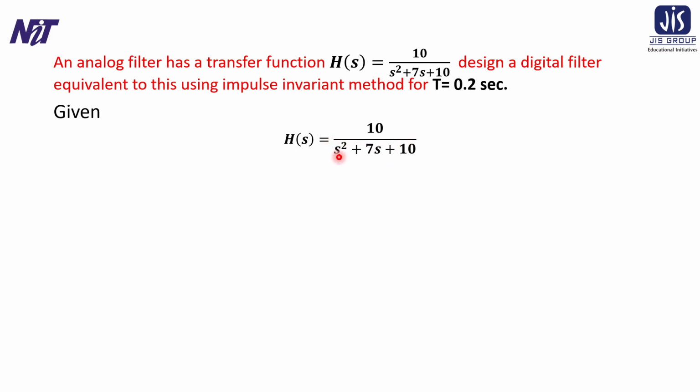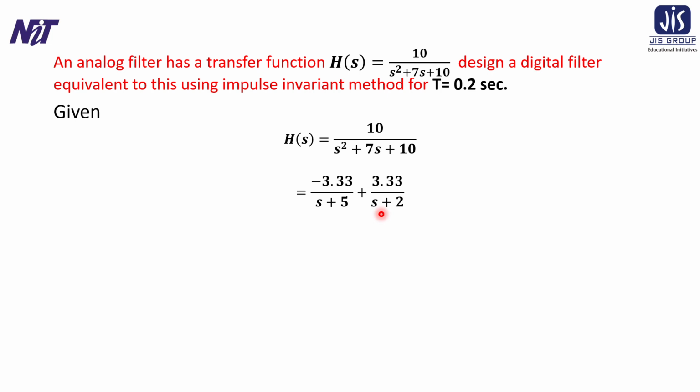In the previous problem, the first problem, the factorized form was given, but here it is not given. So I can write it as s square plus 5s plus 2s plus 10. So it becomes H(s) equals 10 by (s plus 5) into (s plus 2). Now I can write A by (s plus 5) plus B by (s plus 2). And I will also explain how we get the values of A and B.